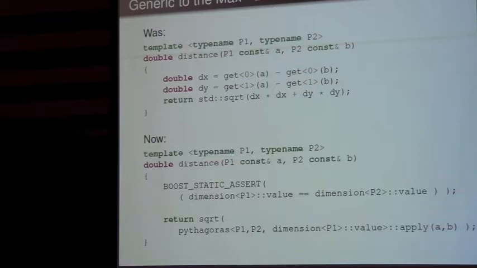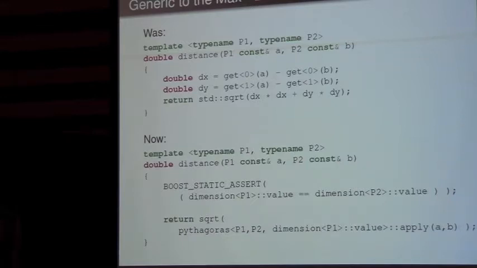So what's the next step here? Well, let's change our distance. This is what we had before. And now we have this. The square root of our Pythagoras, specialized on the points, and this thing, dimension P1 value. And then we apply. So, any idea what this dimension P1 value must be? Number for x, y, z, or number of points. Okay, the number of dimensions.